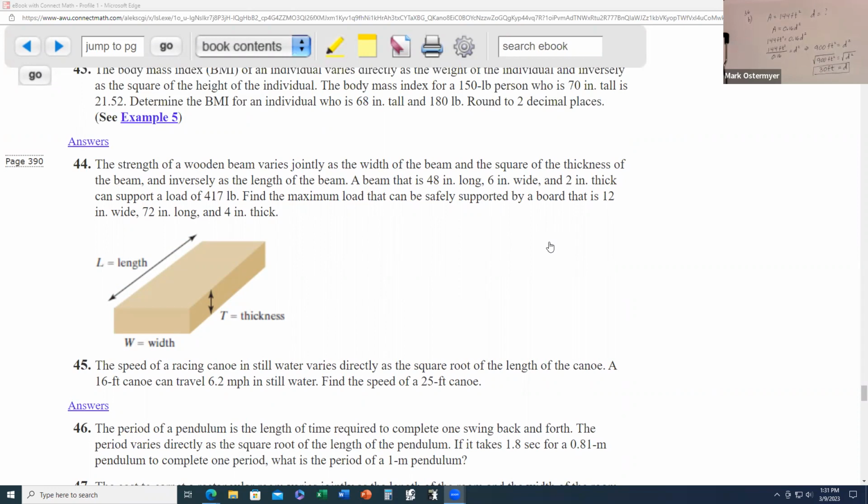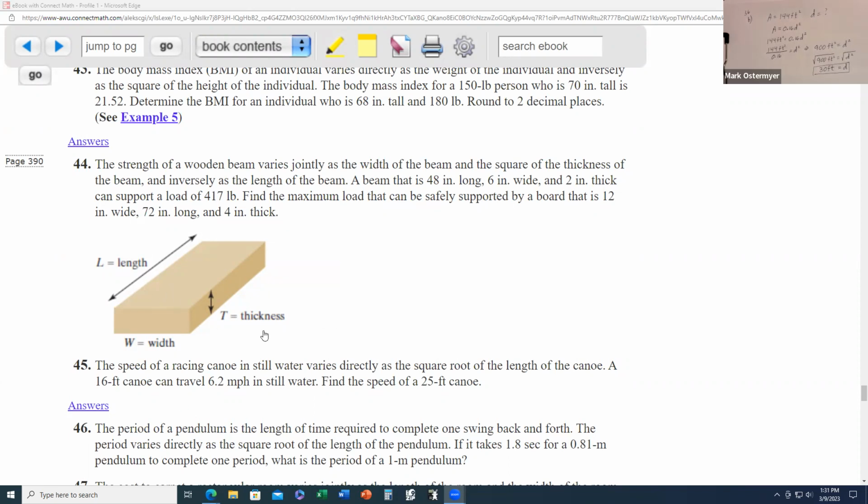A beam that is 48 inches long, 6 inches wide, and 2 inches thick can support a load of 417 pounds. Find the maximum load that can be safely supported by a board that measures 12 inches wide, 72 inches long, and 4 inches thick. We will assume it's the same type of wood. That's the key assumption. We're not going to some other material.